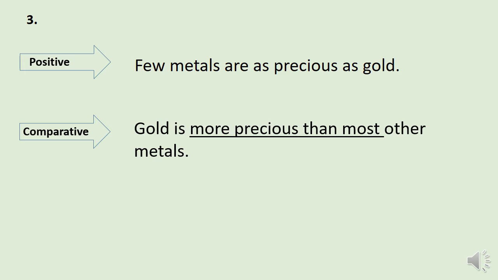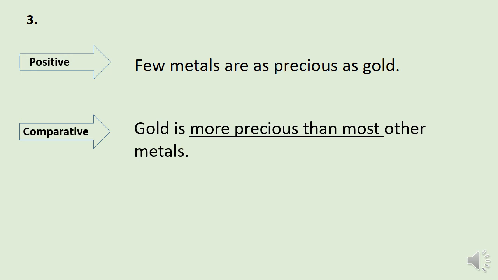Here, we have used more precious in the place of precious and we have added a than after the comparative form. And then, as we have few at the beginning of the sentence, at the beginning of the positive degree, we have to use most other after the comparative form. So, the sentence is gold is more precious than most other metals. Okay.